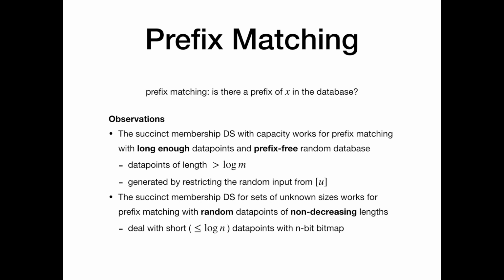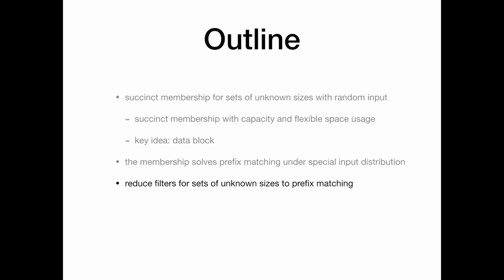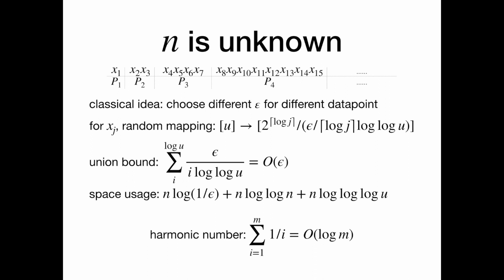The succinct membership data structure without capacity works for prefix matching if the lengths of insertions are non-decreasing. We deal with short data points with a bitmap. The k-th entry of the bitmap denotes if there is a prefix of k in the database. Finally, we reduce the filter problem to the prefix matching problem, and it meets all the requirements. Every insertion increases the overall false positive rate.